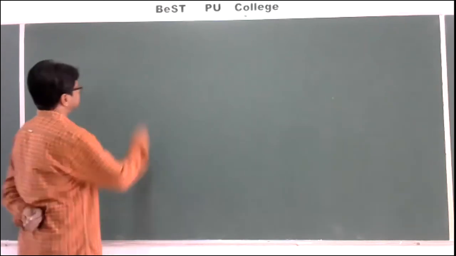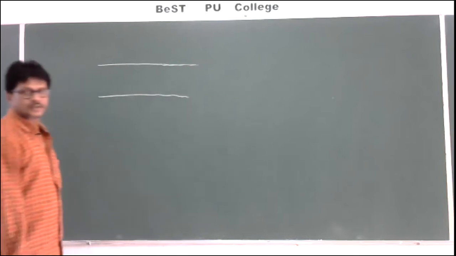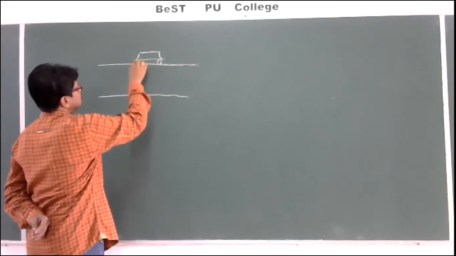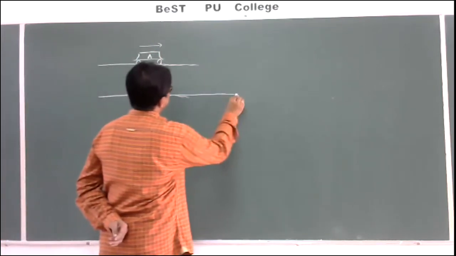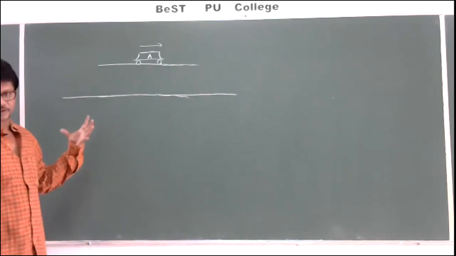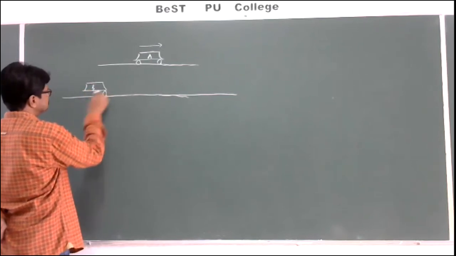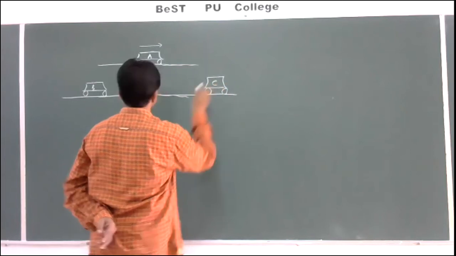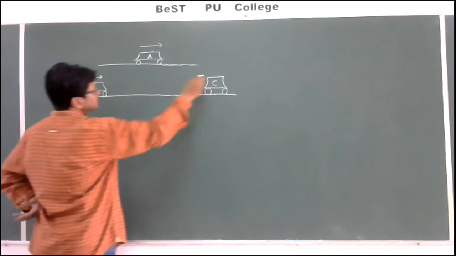So what he said is, he considered a two-lane road like this. Now on this lane, a car A is going in this direction. Two cars, B and C, approaching car A. That is nothing but, if this is the car B and if this is the car C, car B and car C approaching car A, in this direction, in this direction.